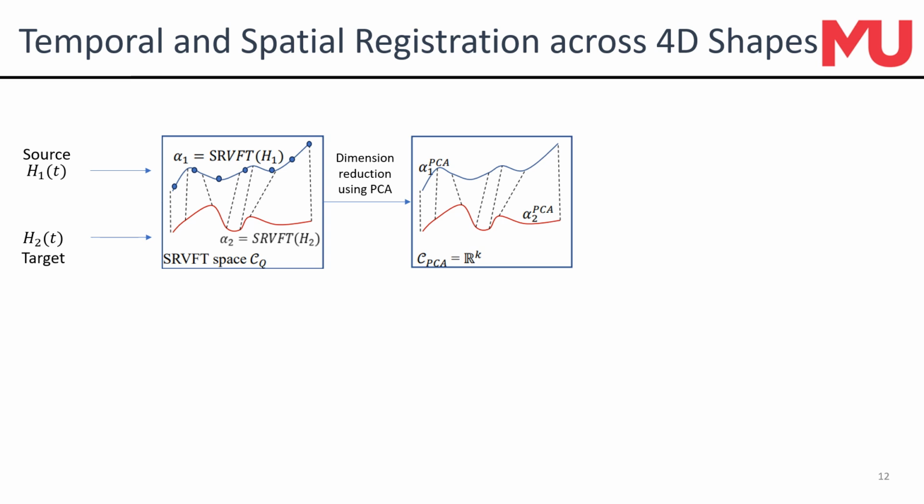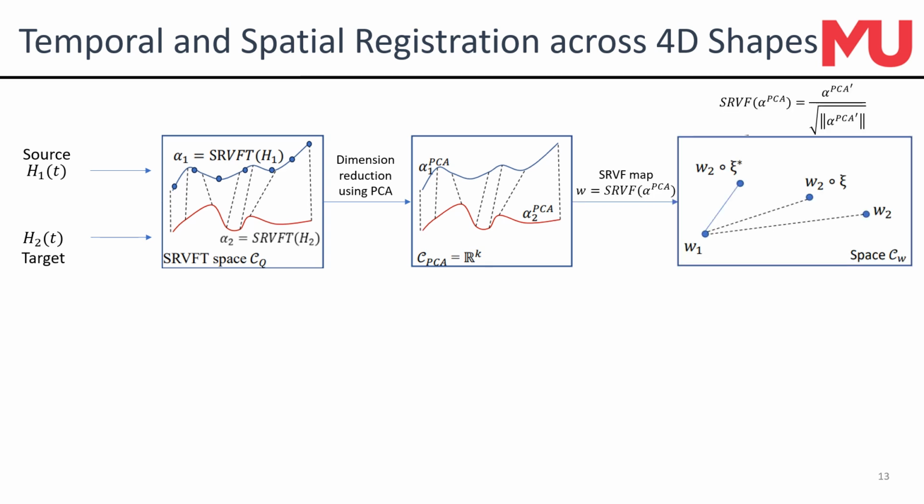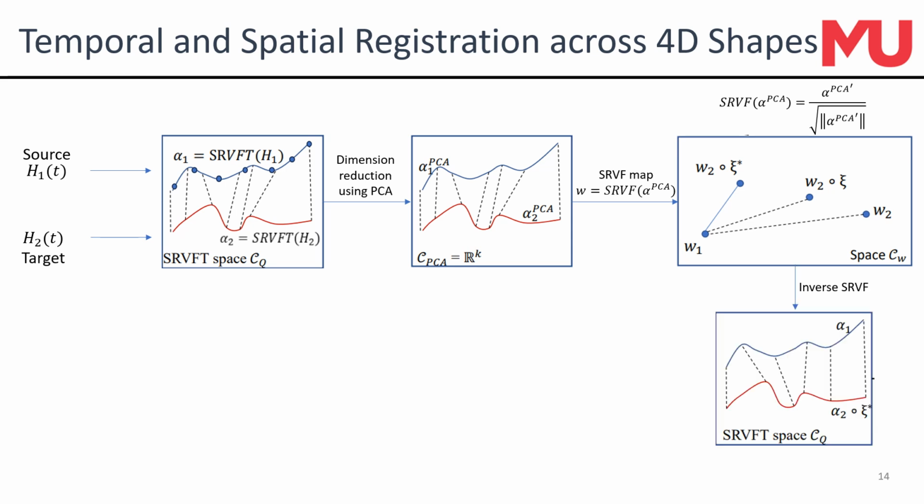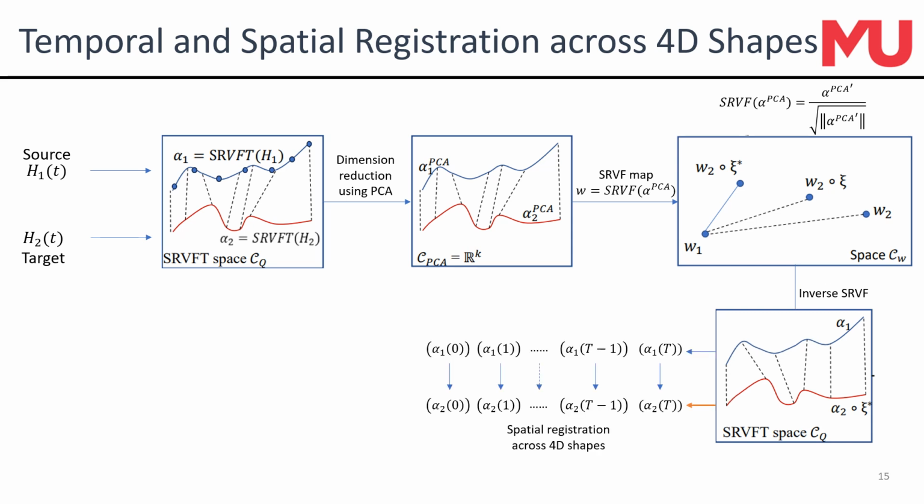If we notice, the optimization to align the curves is also nonlinear, and hence we map all the curves in SRVF space of curves where we can solve the optimization linearly. After temporal alignment, we map back to SRVF space following inverse PCA. Now both the source and target are temporally aligned, and we perform the second phase of spatial registration across 4D shapes. After that, we get the registered target.